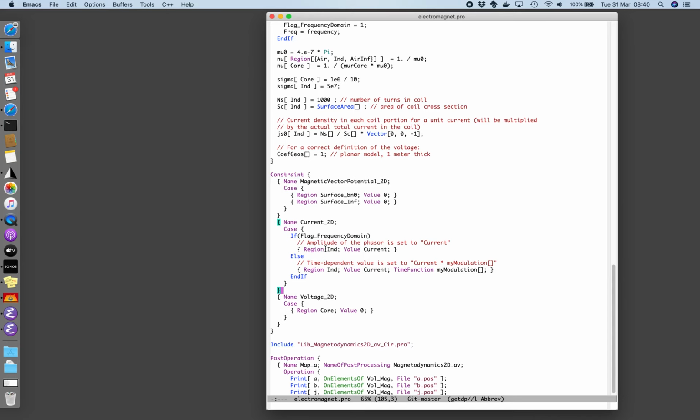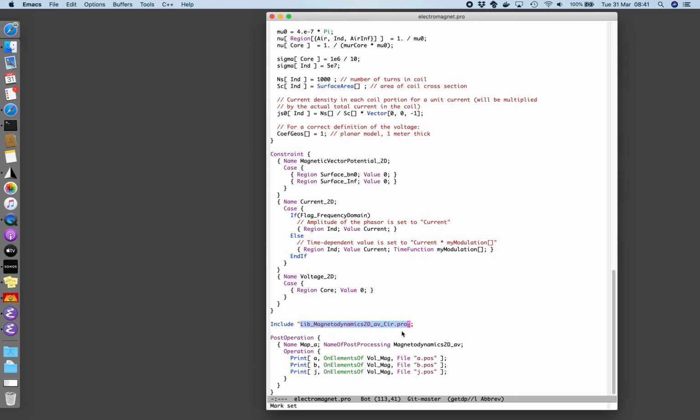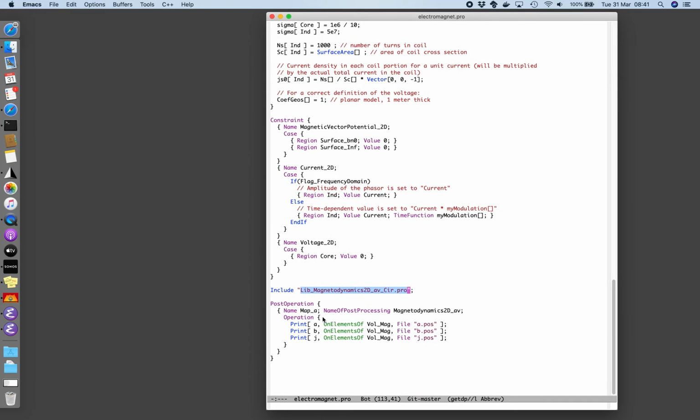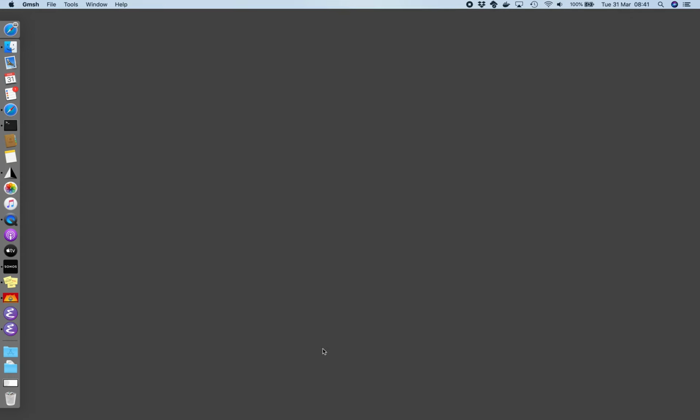We are not done because we have, if you remember, conducting regions. So we have the inductor, which is in vol S, and then we have the core, which is also conducting. So we need to specify either the voltage or the current. And so here I apply a constraint that tells me that in the core, actually my global voltage is 0. Okay, and then I include my library. And then I define some post-processing. And so here, very elementary, I define a post-processing to plot A, the magnetic flux density B, and the current density J. Okay, so that's it.